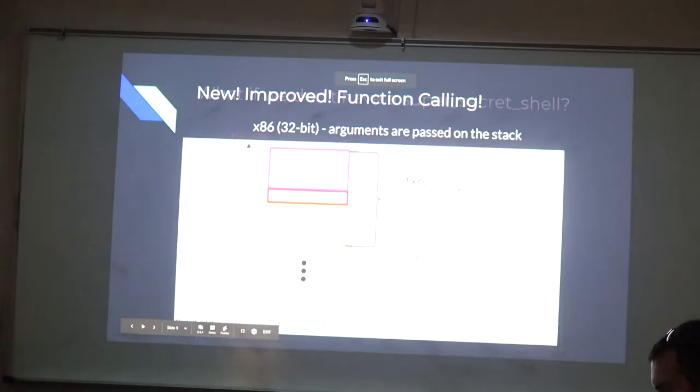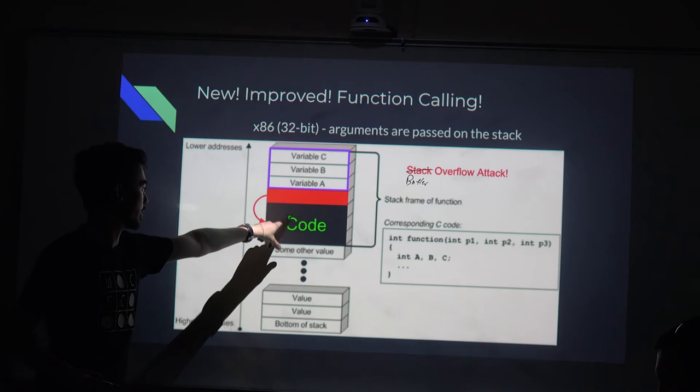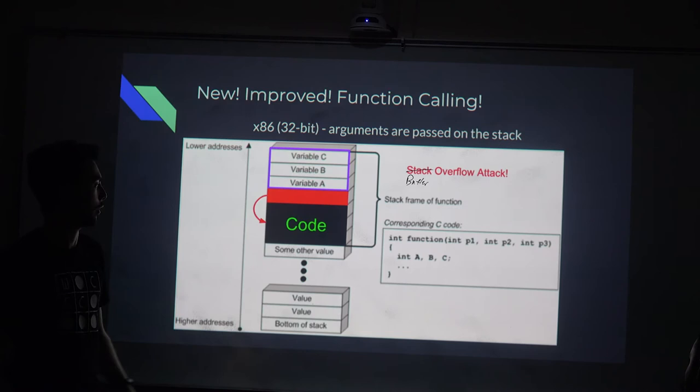So we could store code on the stack, and then we can get the return address to point to that code, so that when we return, where would we be returning into? We'd be returning into this code. And what would happen is that this code starts getting executed. So we could put arbitrary code on the stack and get the program to return into that code.